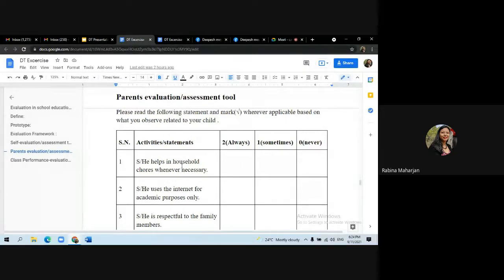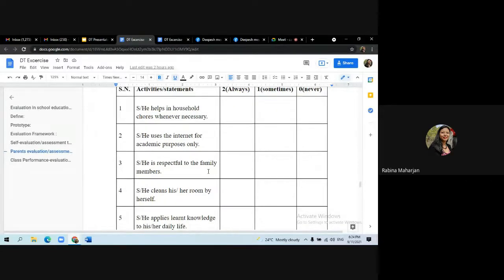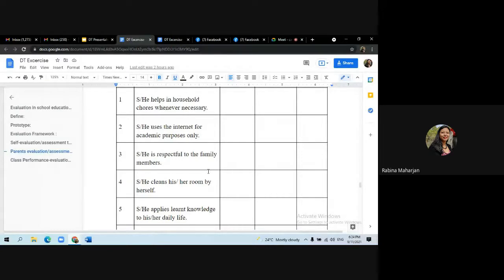All the parents may not be able to evaluate our students in their academic portion, but of course the parents can be able to evaluate on the basis of the behavior aspect of students. And the statement or the activities that we have kept in the parents assessment tools are: he or she helps in household chores whenever necessary. If the student does it always, then the parents will give 2 marks. If sometimes, then 1 mark. If never, then 0 marks. So this type of criteria we have created.